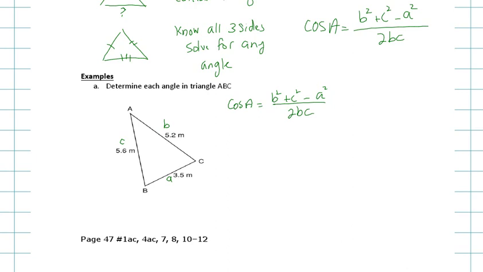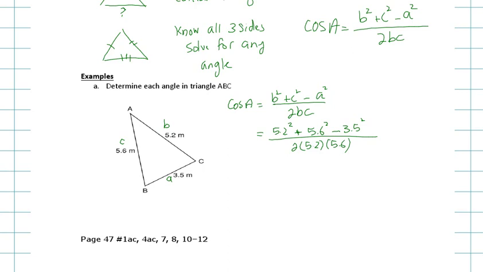But remember yesterday I told you it's very important that you use your calculator properly. So B is 5.2 squared plus 5.6 squared minus 3.5 squared over 2 times 5.2 times 5.6. Okay? I would recommend that you do the top first, you write down the answer, you do the bottom, you write down the answer, then you divide.